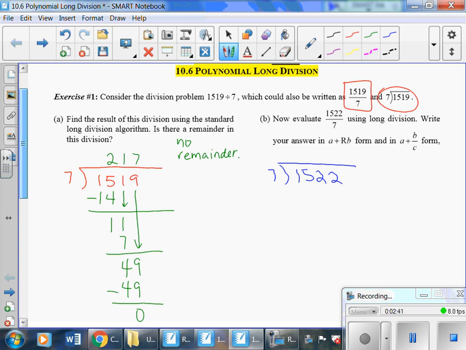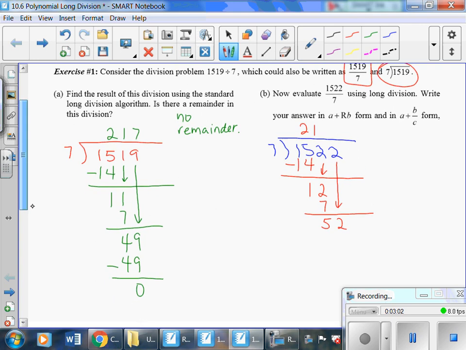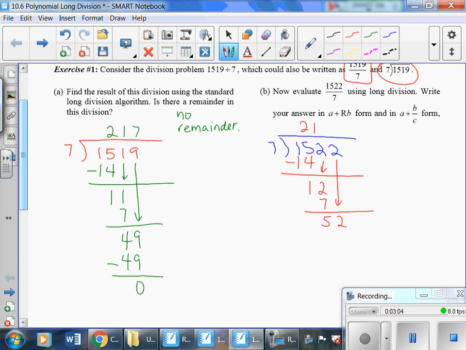7 goes into 15 twice, 14. We subtract, and we get 1. Bring down the 2. 7 goes into 12 once, 7, with a remainder of 5. Bring down the 2. Let me just slide this up a little bit. And then 7 goes into 52 7 times, and that's 49. And this time we do have a remainder of 3.